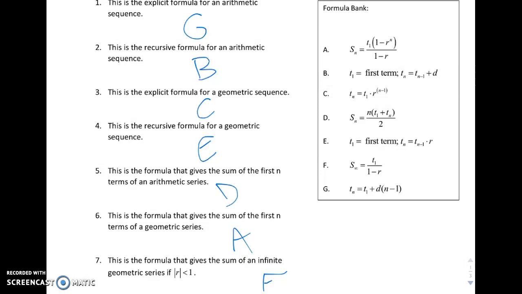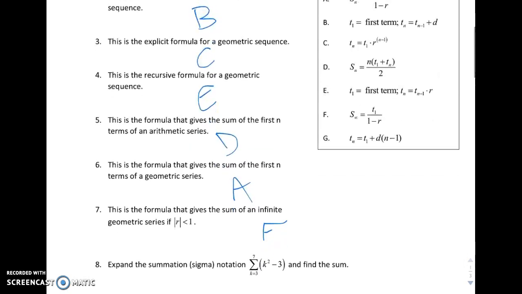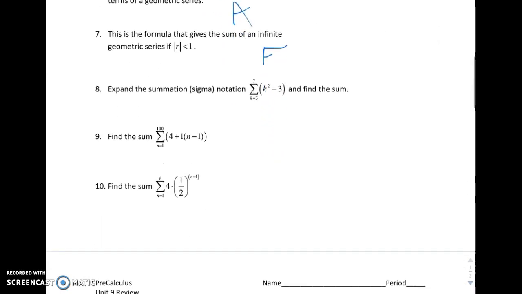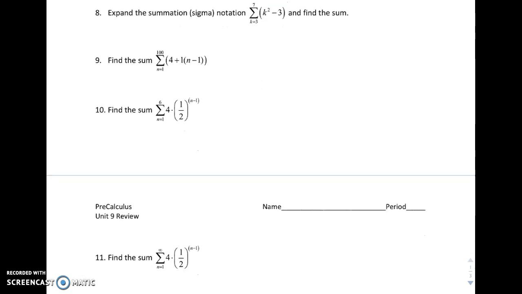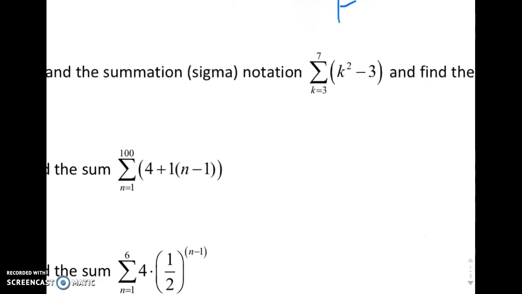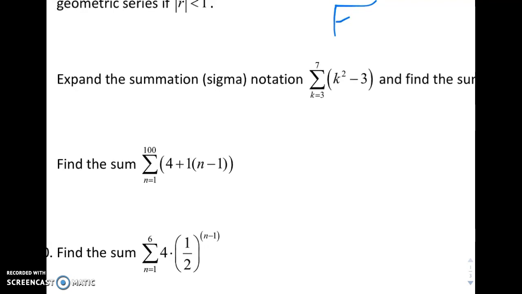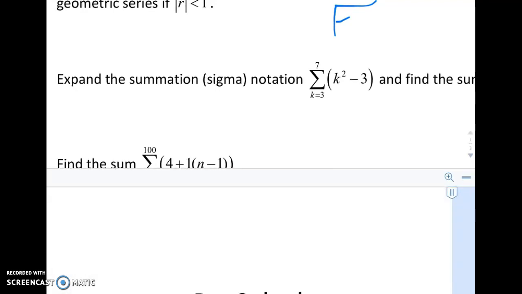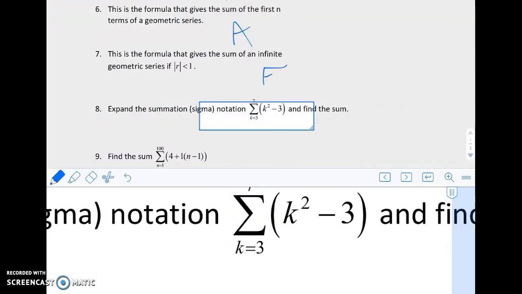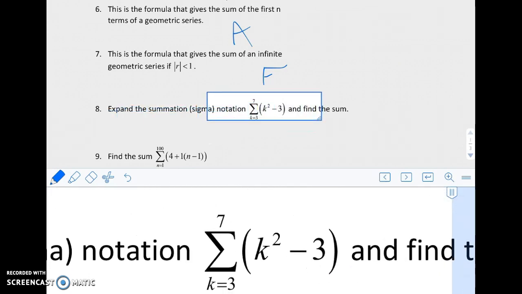I'm going to skip ahead to question 8 then. It says to expand the summation notation and find the sum. So basically what that's telling us to do is we're going to start at k equals 3 and just start plugging in numbers until we get up to 7.